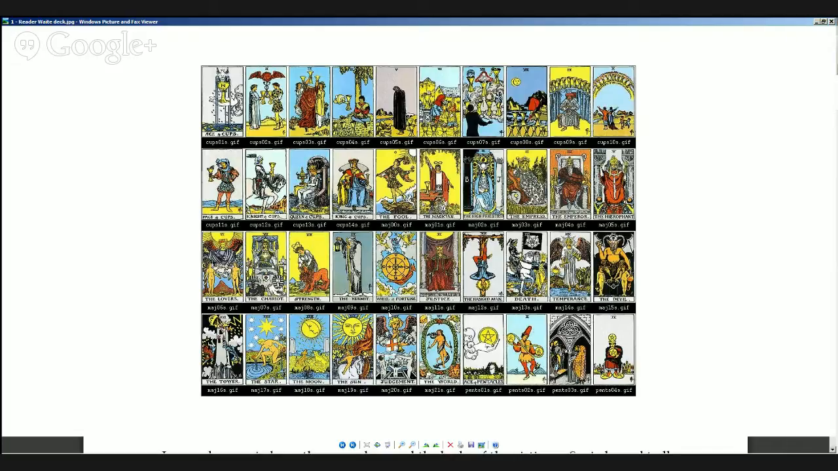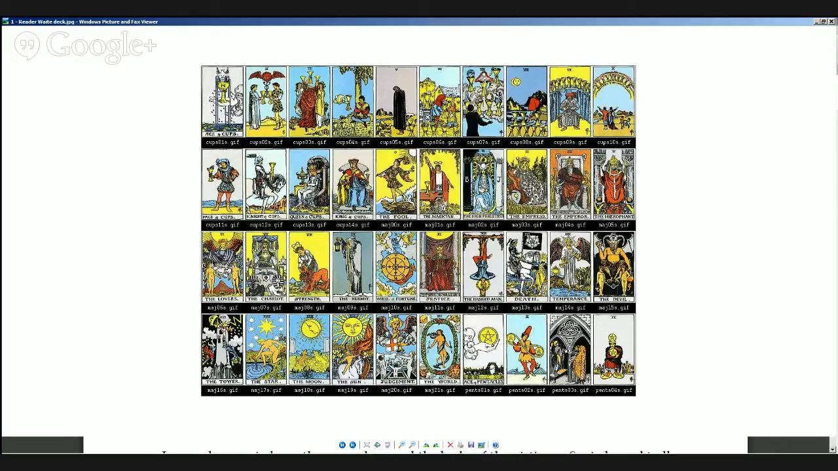3 is about achievement. 4 is about stagnation and structure. 5, instability, conflict, opportunity. 6 is communication, problem solving. 7 is reflection. 8 is movement, actions. 9 is fruition and attainment. And 10 is completion.